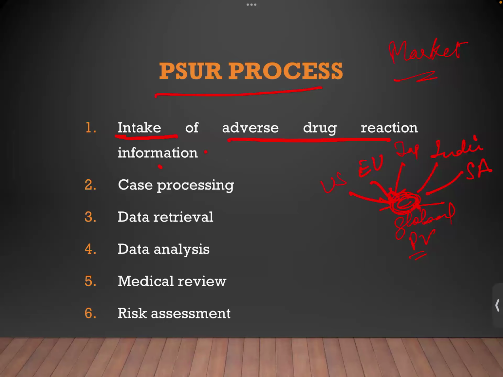Then, in PV, you will also have heard the job role of case processing. Someone has reported a case of a seizure. That for US, 5 cases reported. Then the safety associate in pharmacovigilance will process it. Process it means they will complete the information, so that nothing is missing.